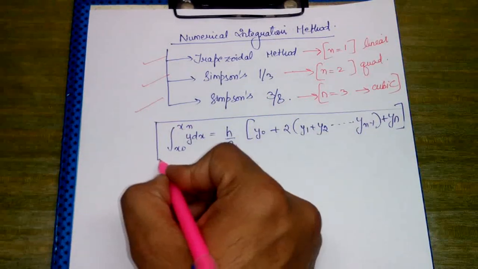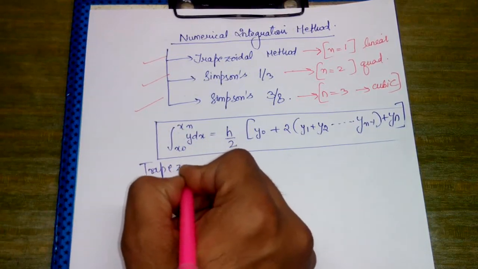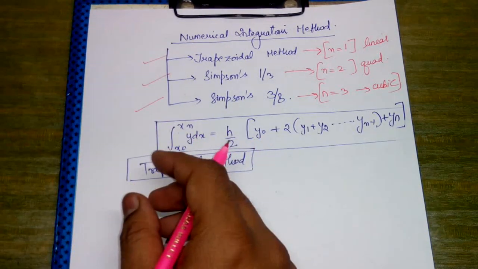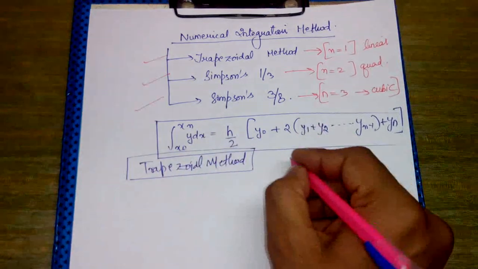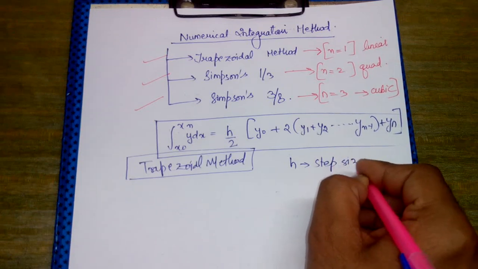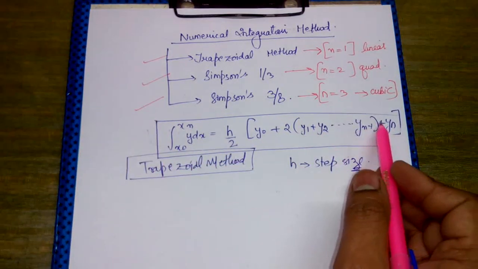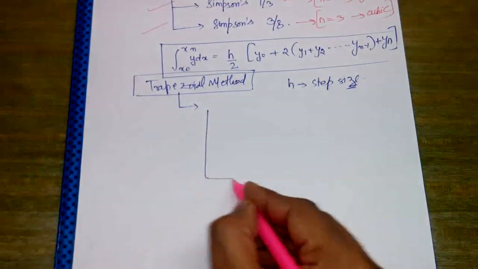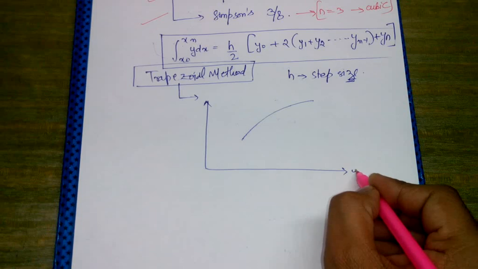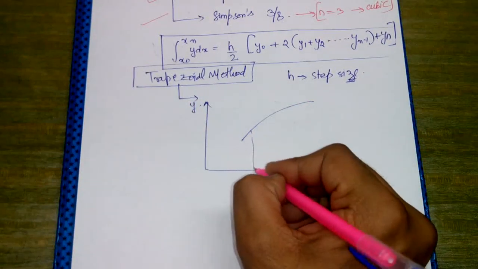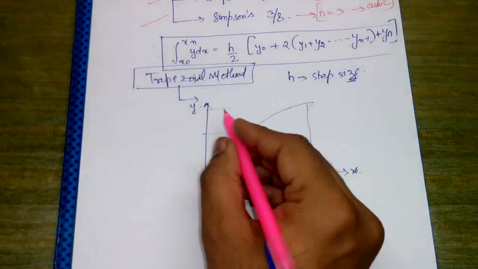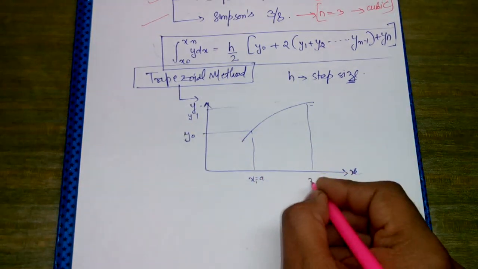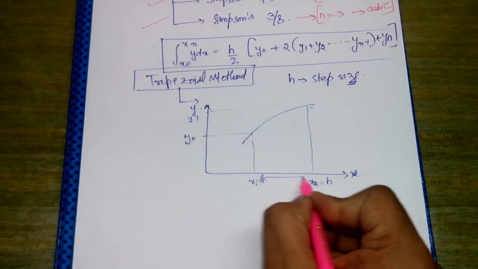This is the formula for the trapezoidal method, where h is the step size. What we are doing here is simply evaluating the area under a curve. For example, this is the curve, and we are taking limits on this curve like this. This is y0, this is y1, this is x1 equal to a, this is x2 equal to b, and this is the h.